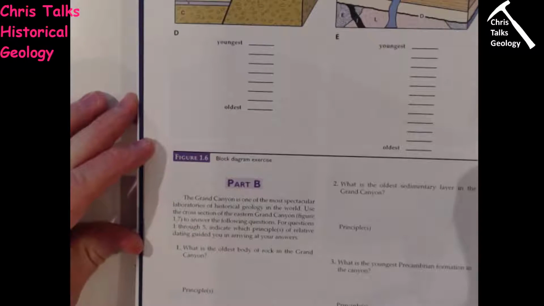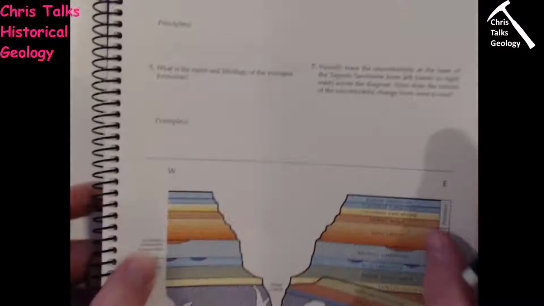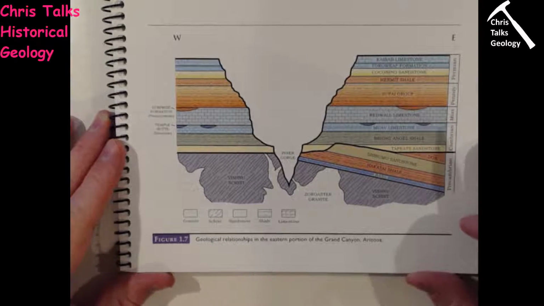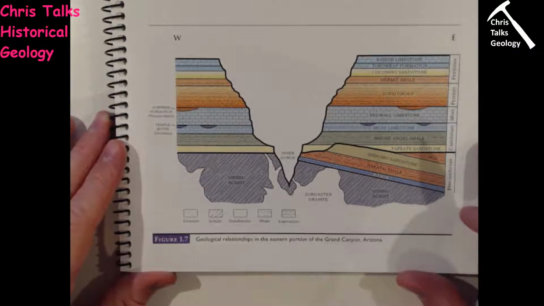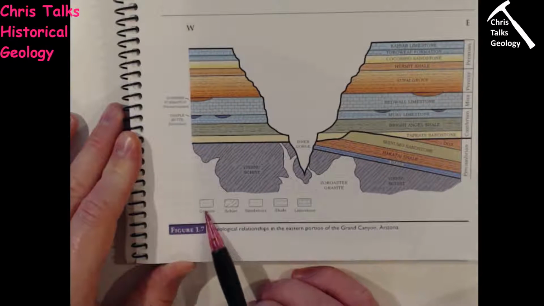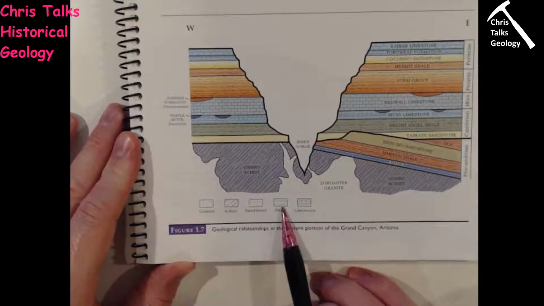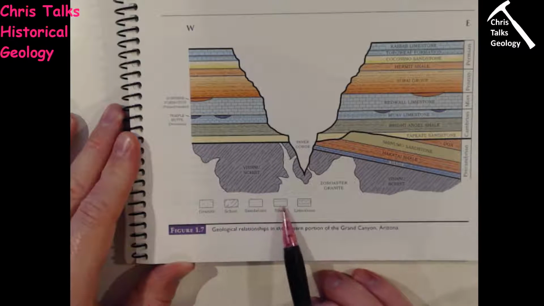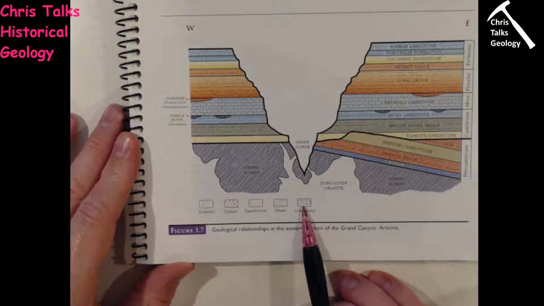On to part B. So part B deals with this diagram here. You will find it at the bottom of page 11. It's a very simplified diagram of the inner gorge of the Grand Canyon in Arizona. Now, to begin with, please take note that we actually have a key down here in the bottom left showing you what each of the different styles mean in terms of the layers of rock.